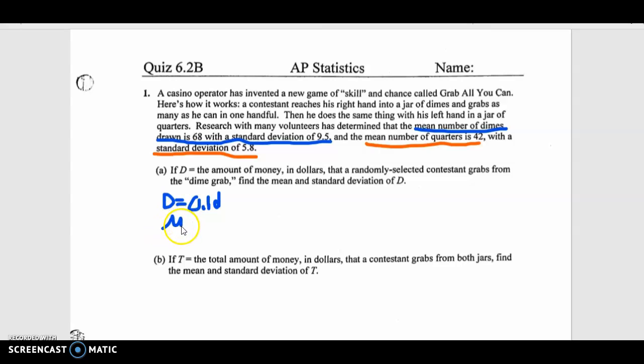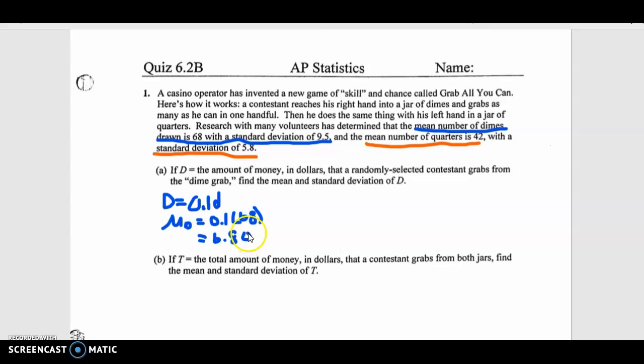So 0.1 times d is this new variable. That's a linear transformation. So if you remember from the notes, multiplying affects the old mean. So I just multiply the old mean that I underlined in the original problem. So 0.1 times 68. Sorry, I'm writing with my fingers. And that gives you $6.80 for the new mean for the dime grab.